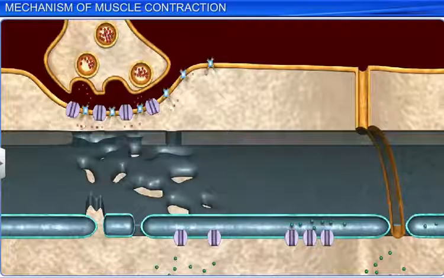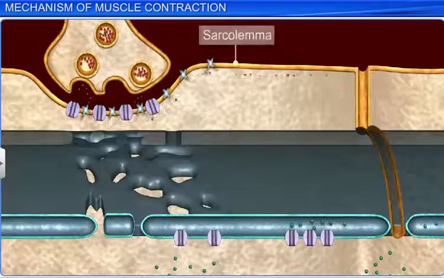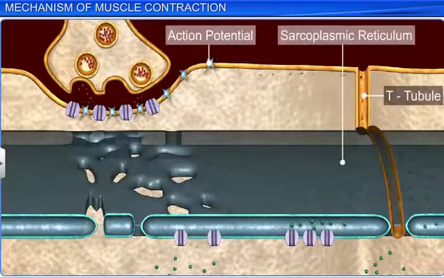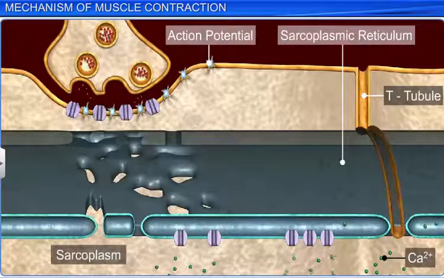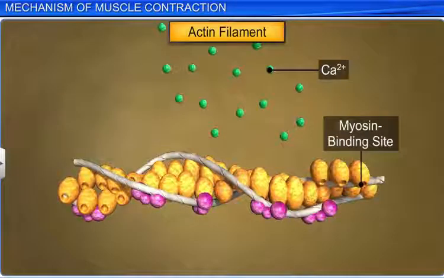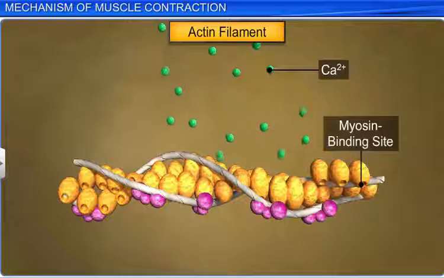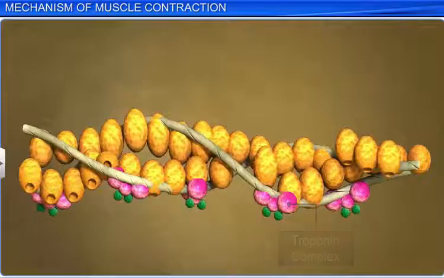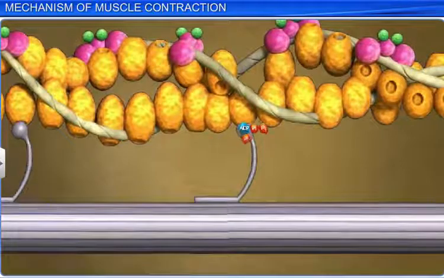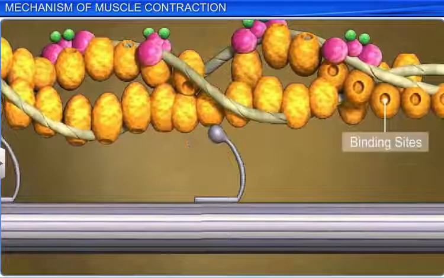This neurotransmitter generates an action potential in the sarcolemma, which spreads into the muscle fiber, causing the release of calcium ions in the sarcoplasm. The calcium ions further bind to a subunit of troponin on the actin filaments, which causes the troponin to change conformation and move the tropomyosin. This unmasks the active sites on actin for myosin to bind to it after consuming energy released by ATP hydrolysis.